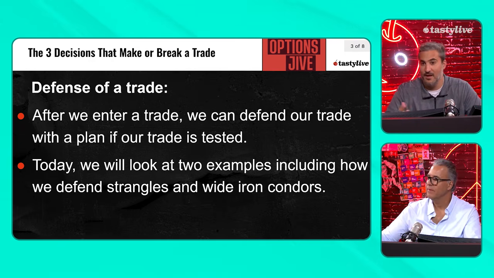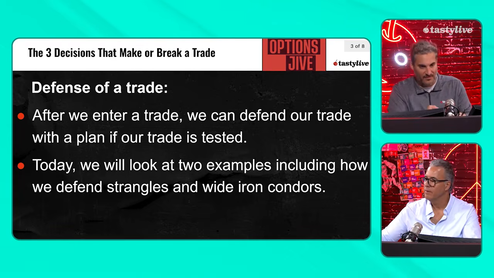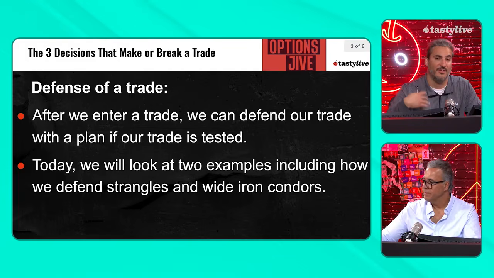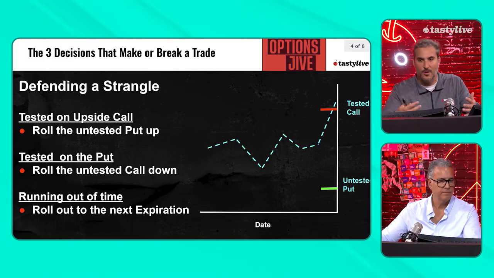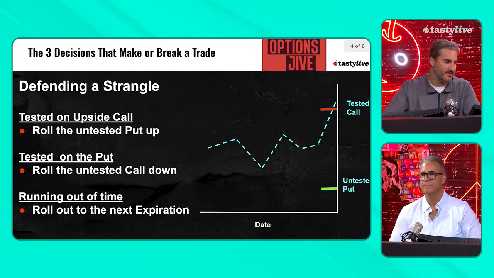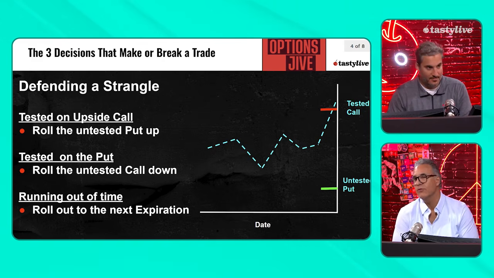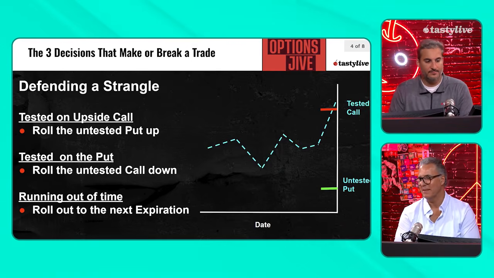Today, we're going to look at two examples, including how we defend strangles and wide iron condors, and talk through what that mechanic is at its core. We're not going to give you exact specifics, because that depends on your own directional assumption, risk tolerance, how big the position is, etc. But if you hear us say, I'm tested on the call strike, I'm rolling up the puts, here is what we mean and why we are doing those sort of things. We've been saying and doing this forever, but you get a lot of new viewers, and it's new to them. So this is a good little exercise on the silly things that we say.